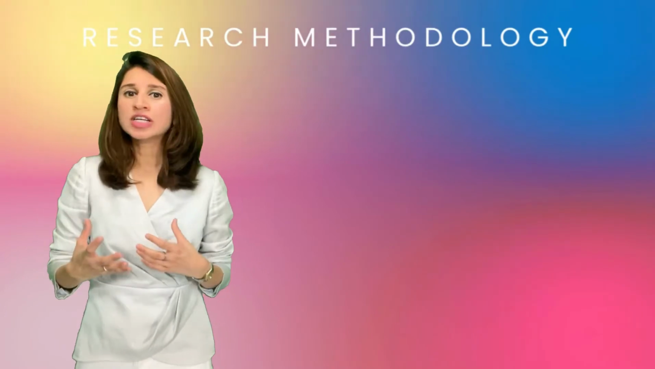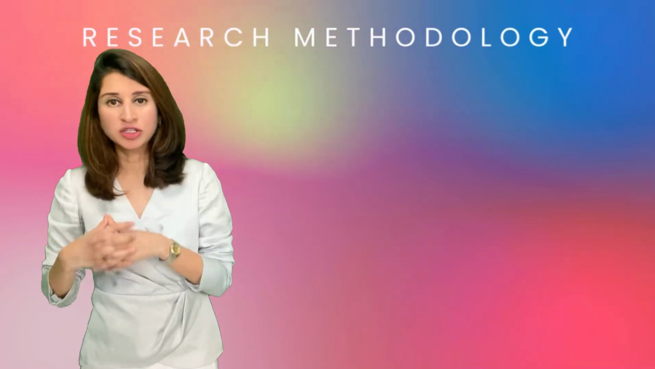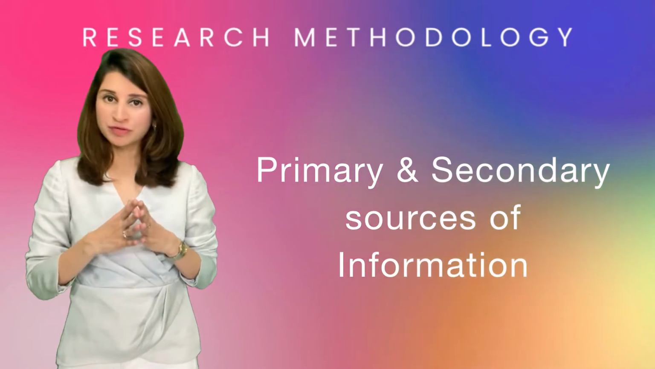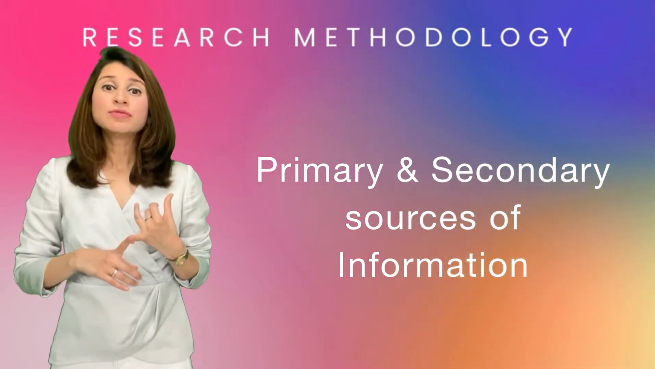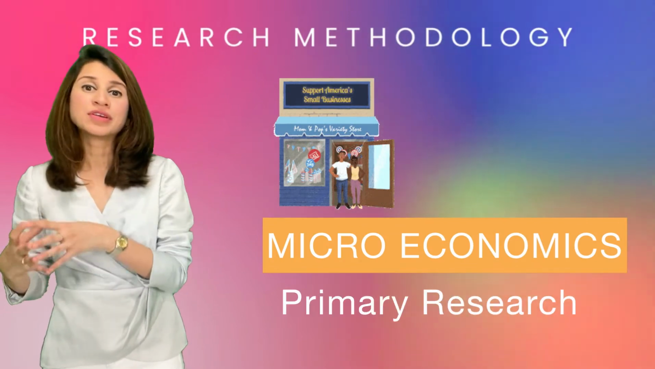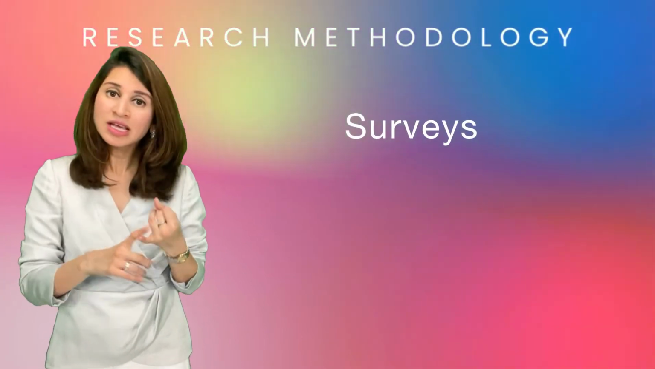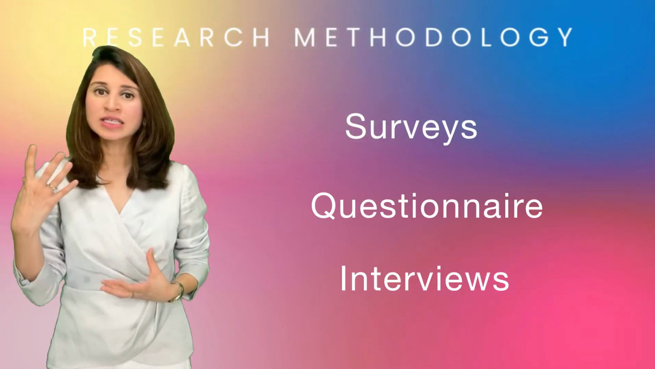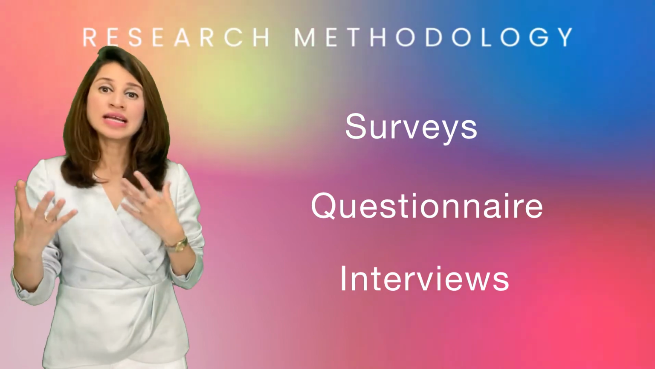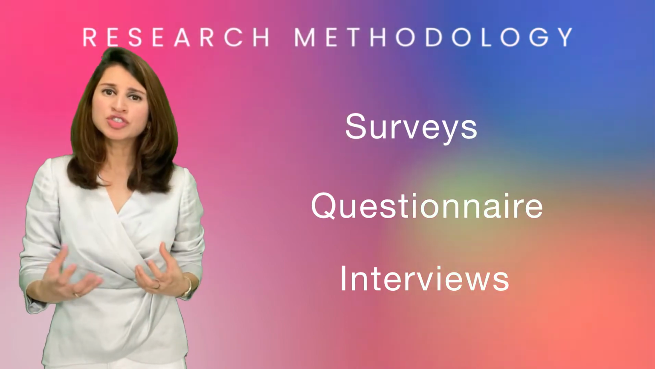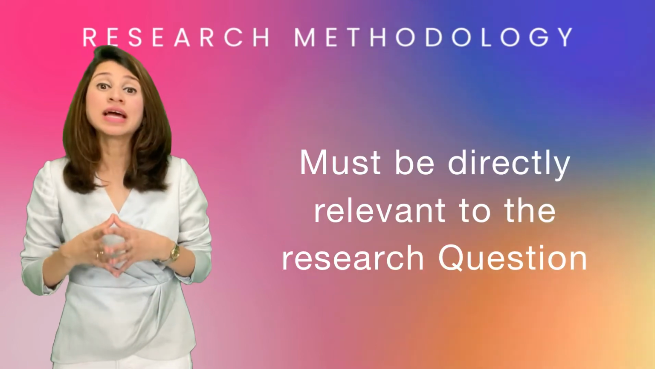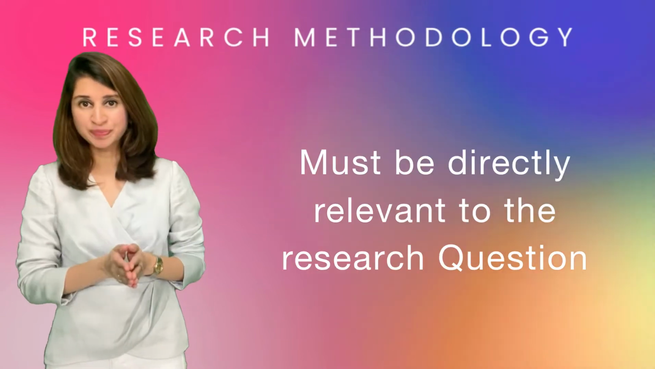Now, post the introduction, you need to write your research methodology. This basically includes your primary and secondary sources of information. An EE focusing on an aspect of microeconomics could be carried out using primary research in the form of surveys, questionnaires or interviews conducted either face-to-face, virtually or electronically, say with university lecturers, journalists, government officials and or any relevant business people. These must, however, be directly relevant to the research question.